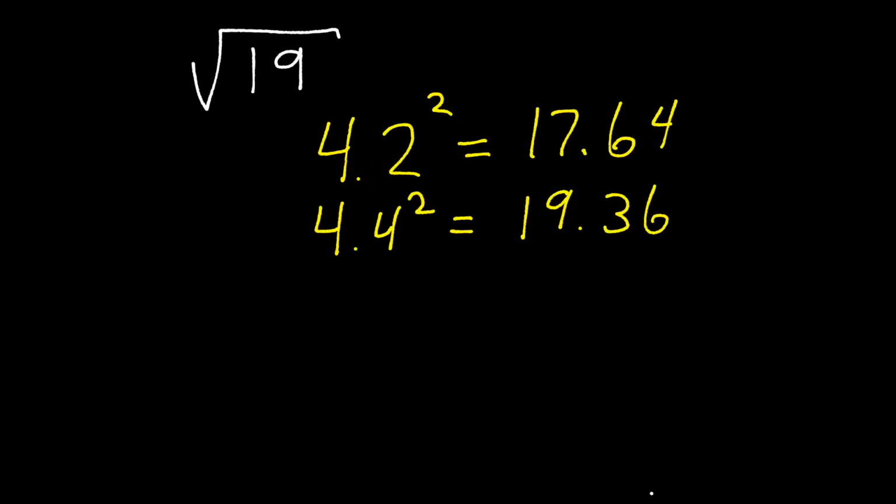And depending on how close you want to get, we could then say, well, what if it was 4.35 squared? And we could keep adding decimals to try and get closer and closer and closer until we get the exact number. I don't recommend doing that. It's not a valuable use of your time. But we can at least say, hey, the square root of 19 is approximately 4.4. Let's try one more.